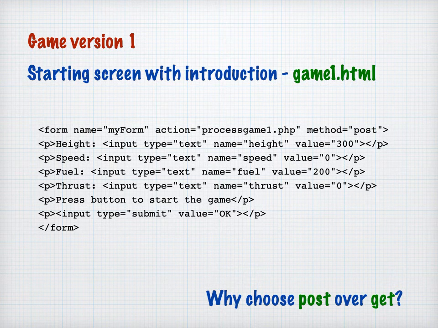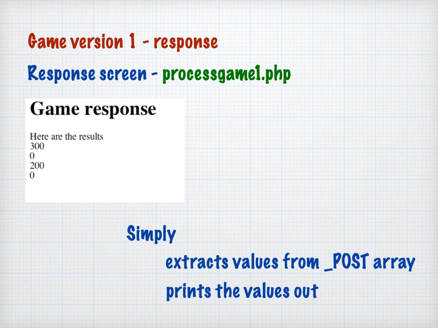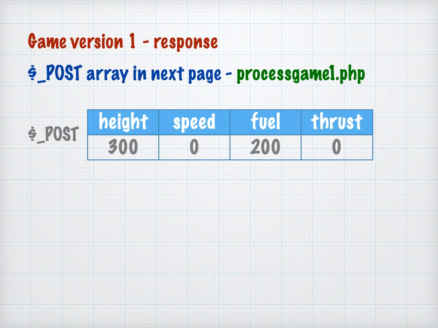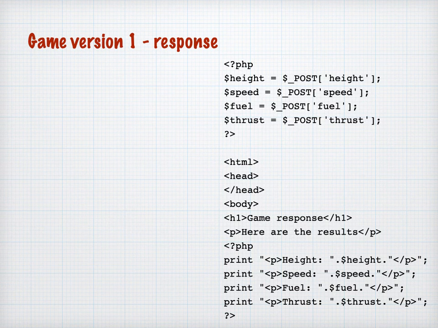So that's the form. What does the actual response page look like? Well, in this initial early version of the game, all we're going to do is just print the results out. That's all there is. So just grab the values and print them out, and the way that we do that is to use post. So we will have height, speed, fuel and thrust, all those values coming through in post, and to grab that we just simply have some PHP code at the top, and as with all my other examples, I'm trying to use the same name. So the name that's in the form is the name that we use in the post statement.